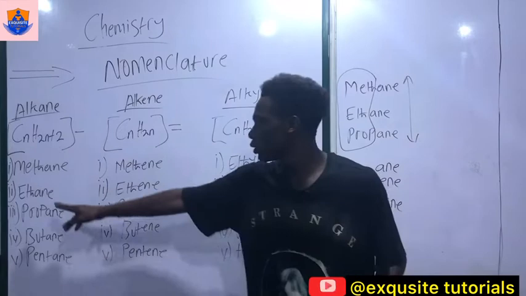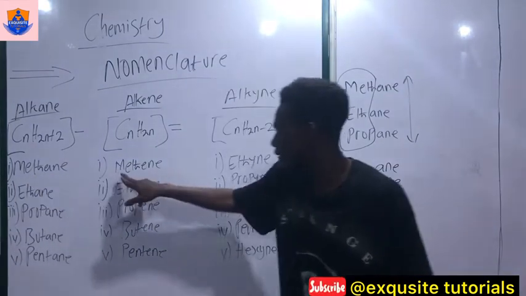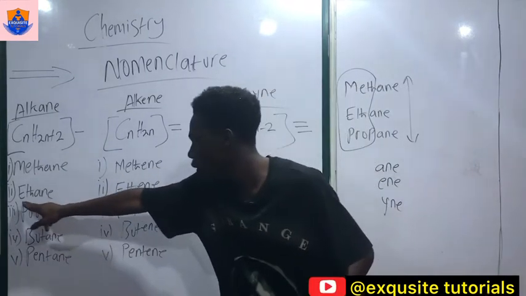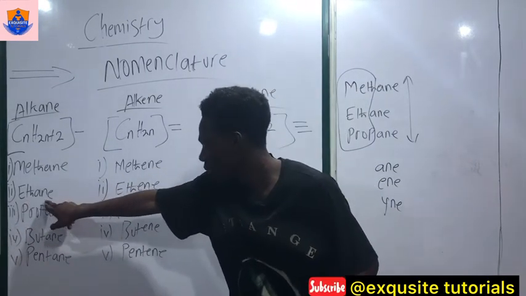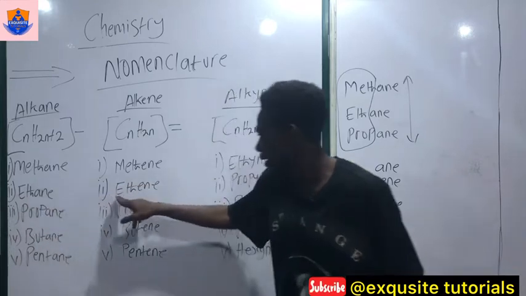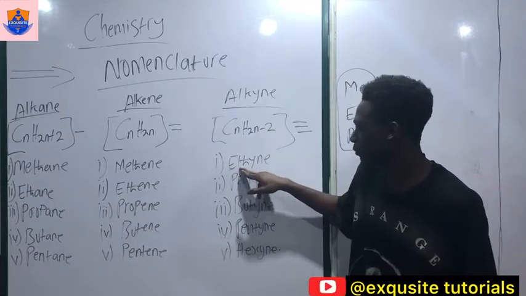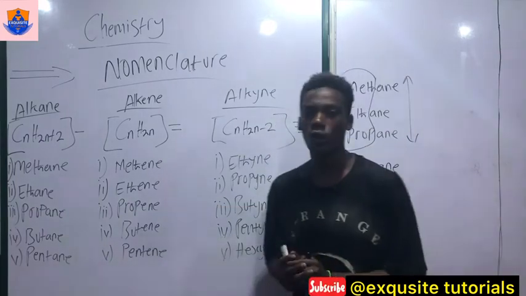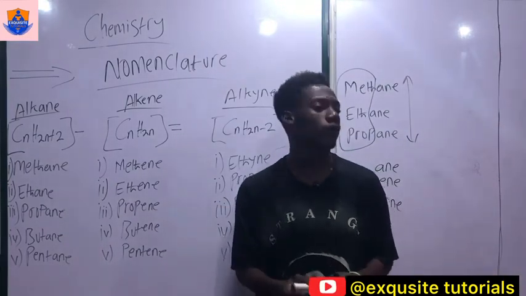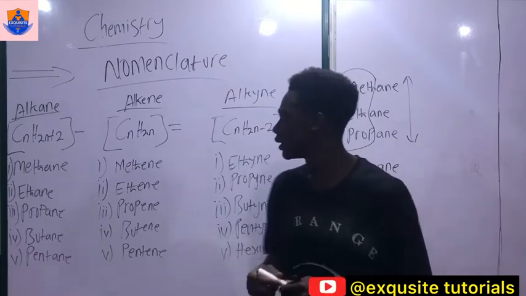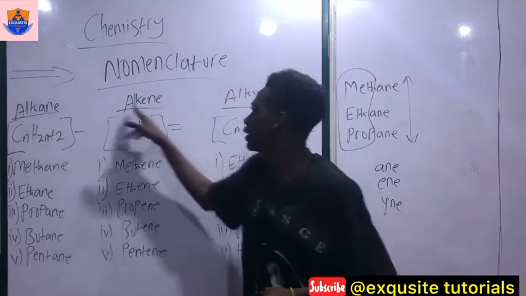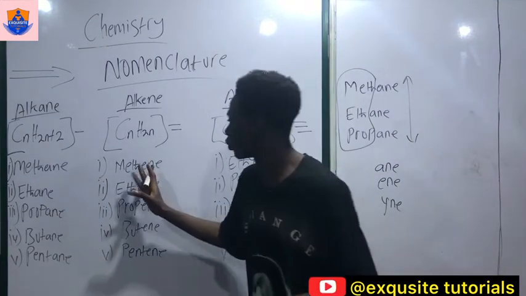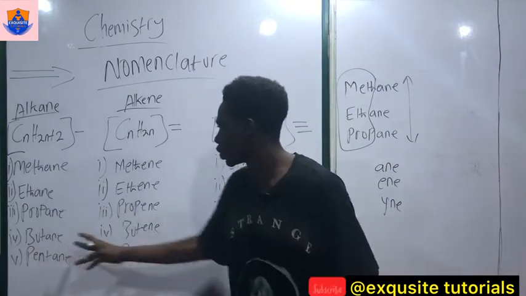Now let's take a look at this one. We have the met. We have the met also here. Then we have the et. Neglect this ane. We have the et here, then we have the prop, and the prop as well. So they are all the same. What differentiates them is the ane, the ene, and the yne. Now we have talked about this and this.